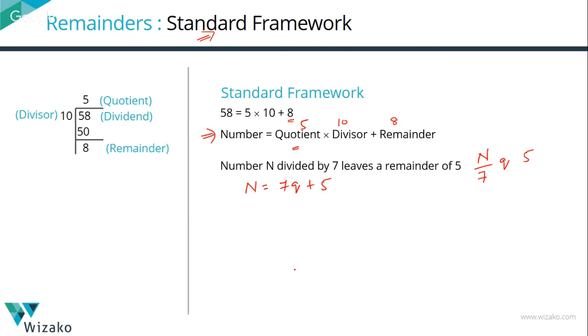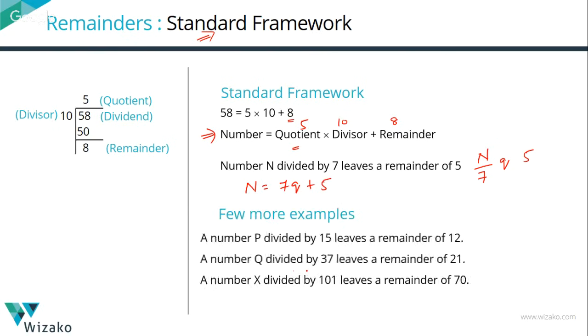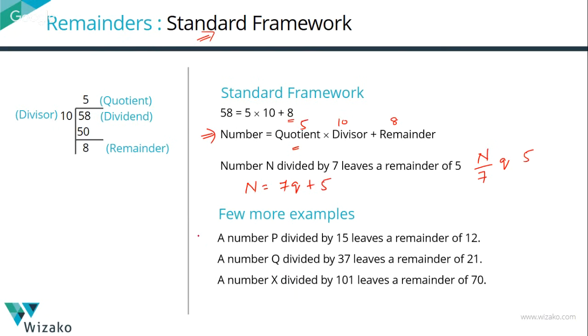I'm going to leave you with 3 examples. Just take 10 seconds to quickly plug them in. I'll read them out for your benefit. A number p divided by 15 leaves a remainder of 12. A number q divided by 37 leaves a remainder of 21. A number x divided by 101 leaves a remainder of 70.